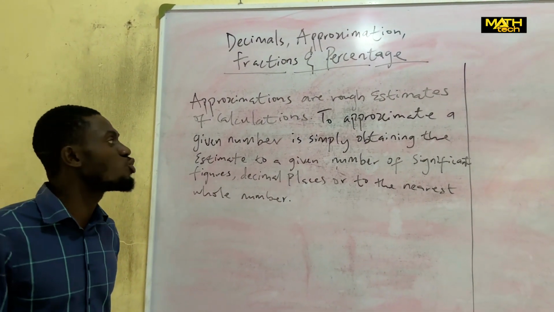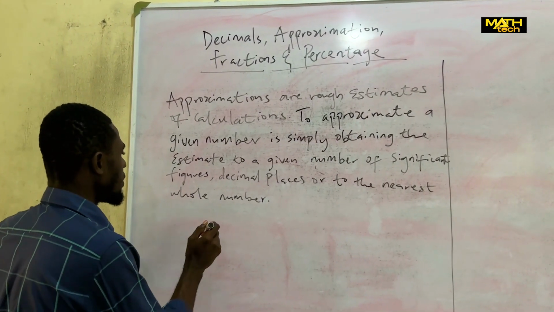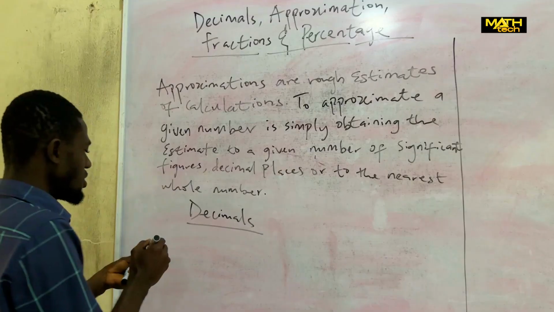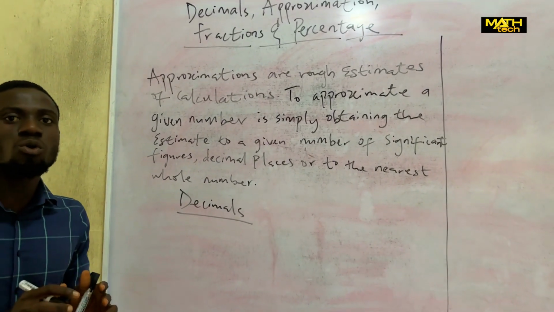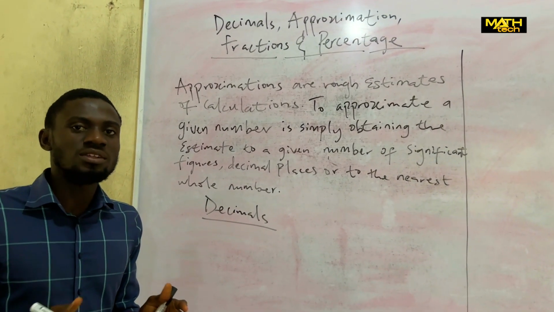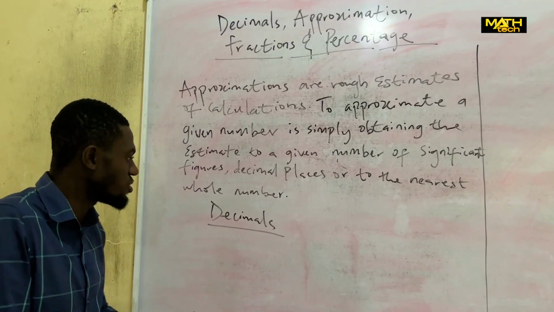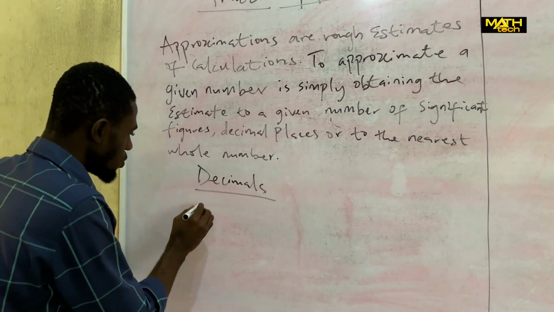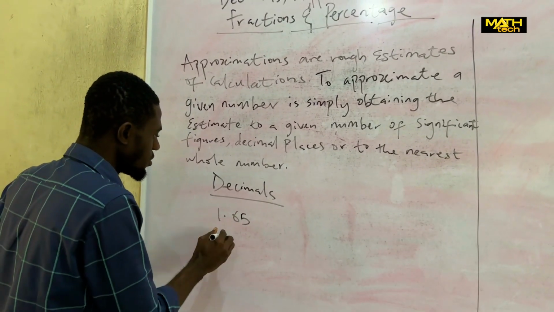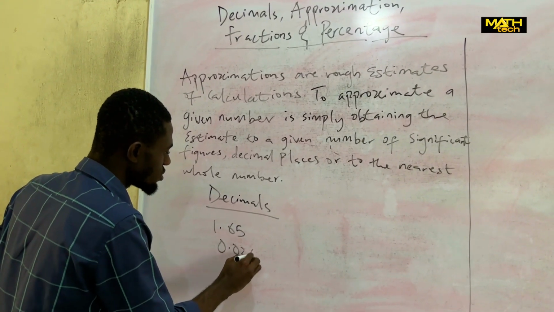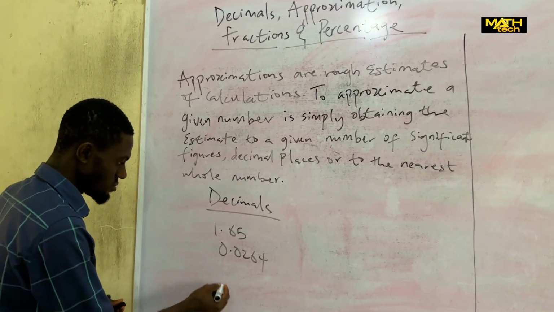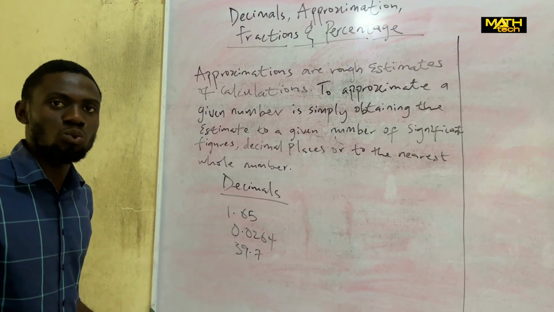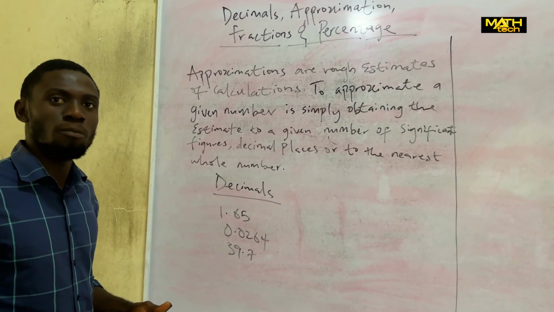And now, let's go to decimals. I'll be more practical, and at some point I'll also give some theories. So talking about decimals, examples of decimal numbers: 1.65, 0.0264, 39.7. Now these are examples of decimal numbers.